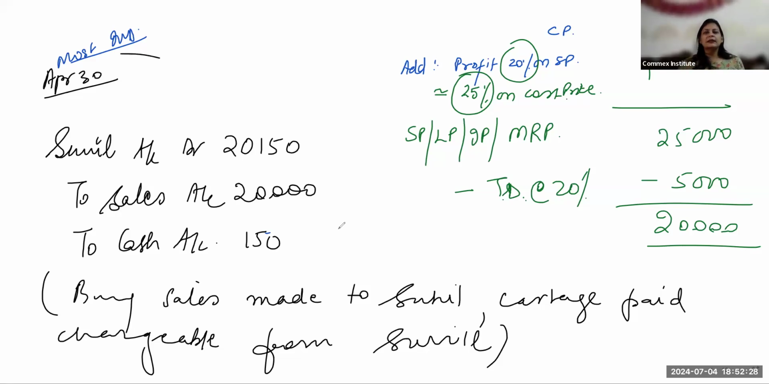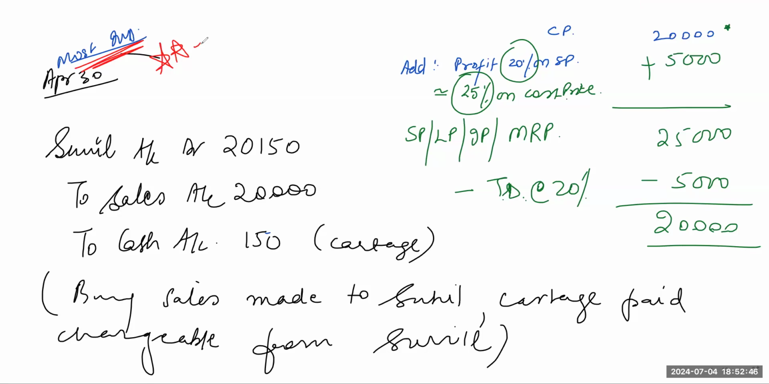This cash is basically the cartage. But since we are recovering it from the customer only, I've increased the debit balance of the customer. So this was a really good entry.